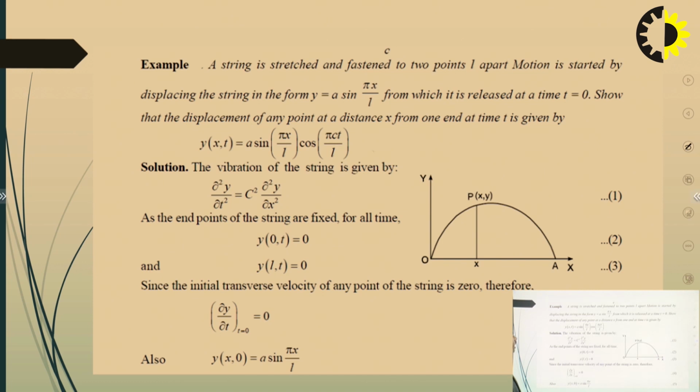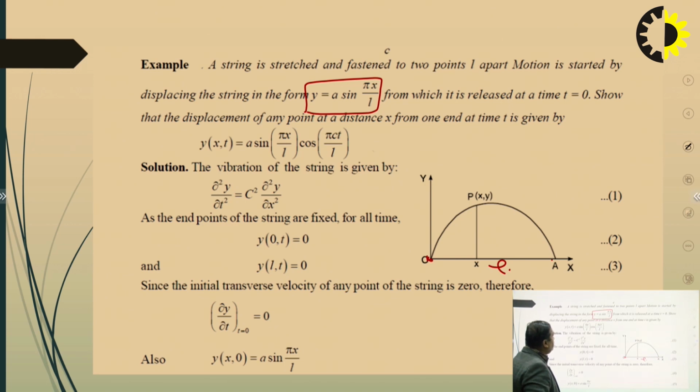Now we shall take the example regarding this. A string is stretched and fastened at the 2 points L apart. The string is stretched between point O and point A, that is L apart. Motion is started by displacing the string in the form y is equal to A sine pi x upon L. The displacement is given from that, and it is released from t is equal to 0.